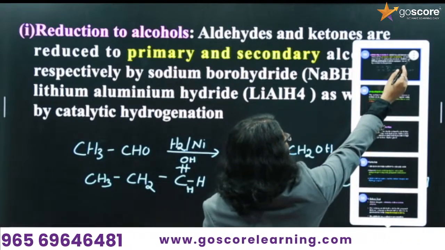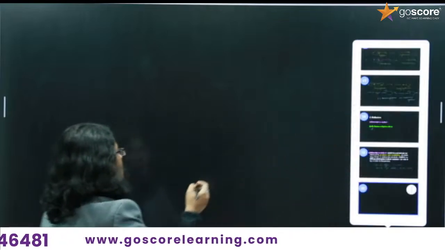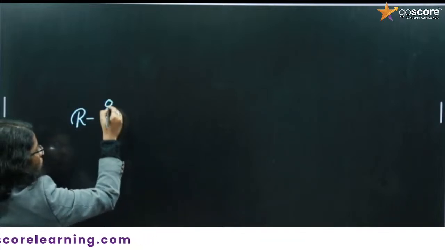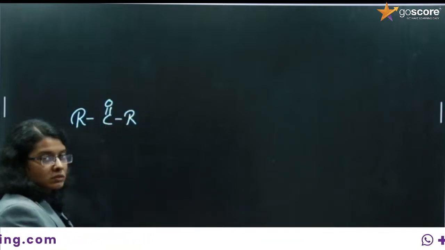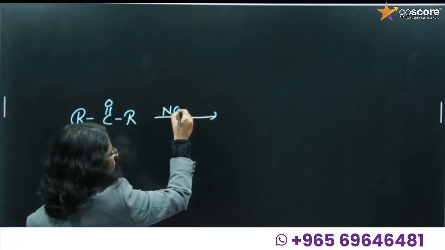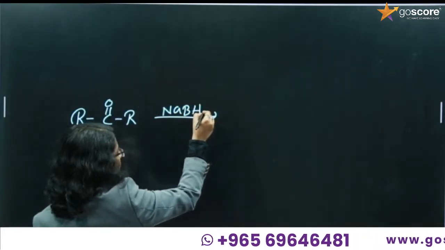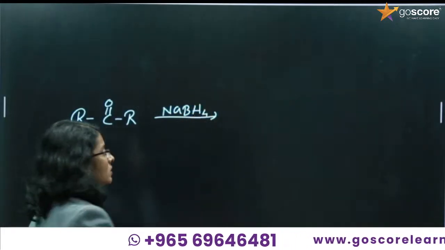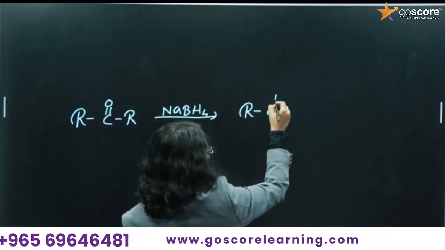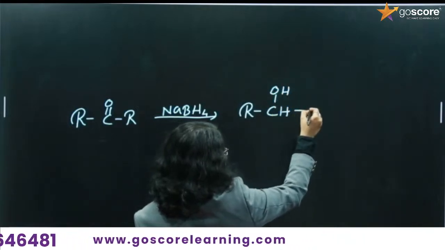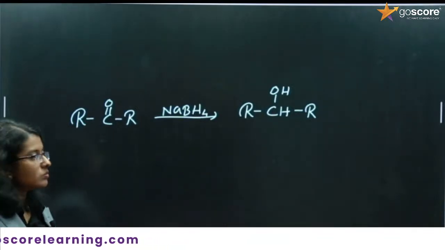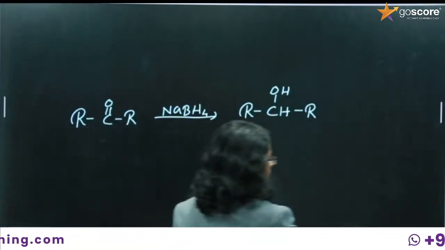Suppose you are taking R C double bond O R, on treating with sodium borohydride, NaBH4, then you will get R CHOH R, or you will get a secondary alcohol. So I hope it is clear for you.